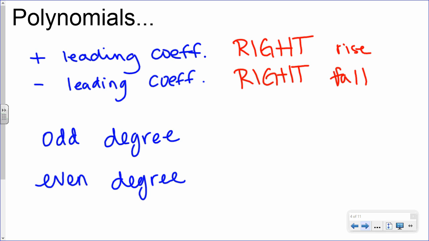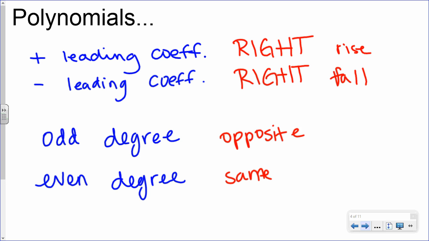Okay, now, then we also have to talk about odd degree versus even degree. Pod 4, what's the difference between an odd degree function and an even degree function? If it's an odd degree, one side will be going up and one side will be going down. If it's even, both sides will be going up or both sides will be going down. Okay, good. An odd degree will have opposite ending behaviors, while an even degree will have the same ending behaviors.